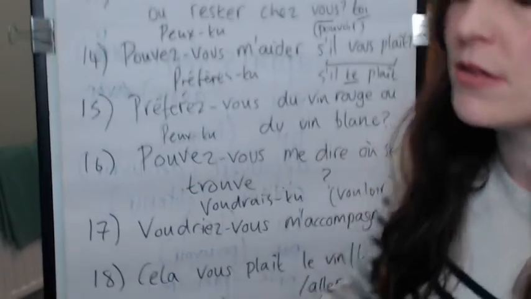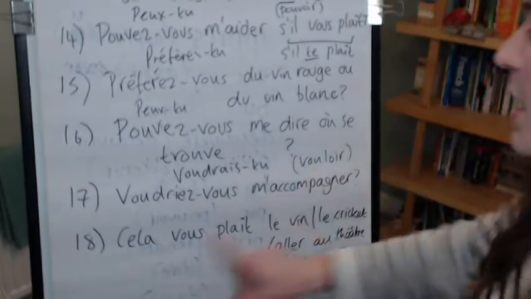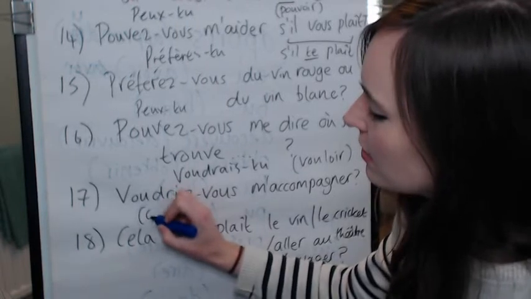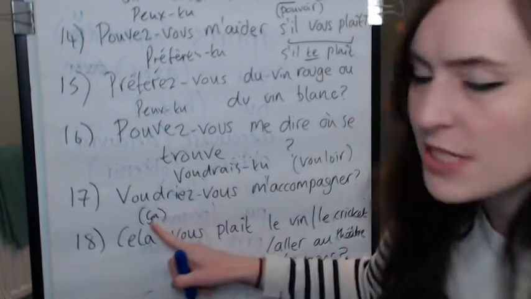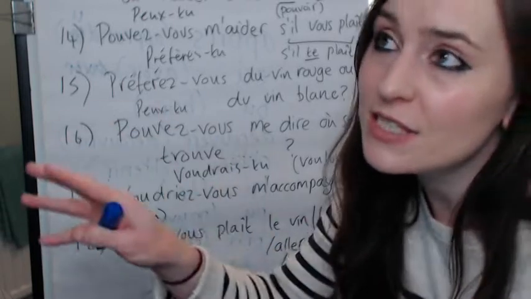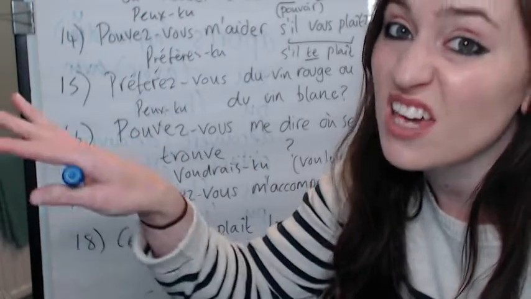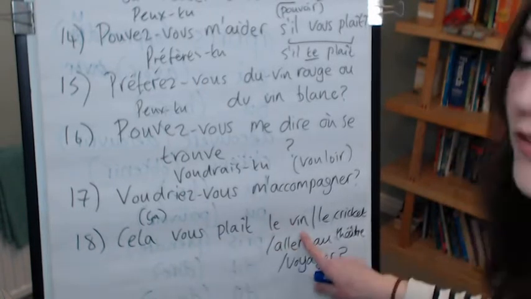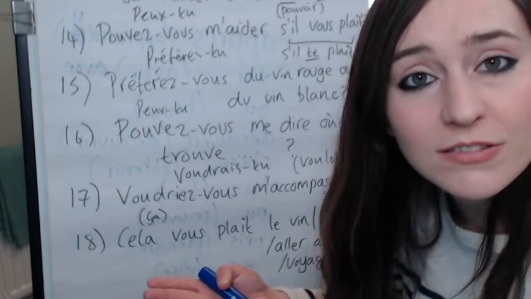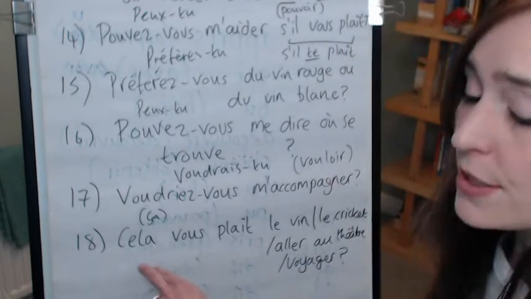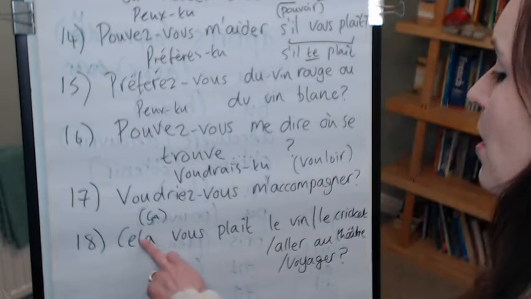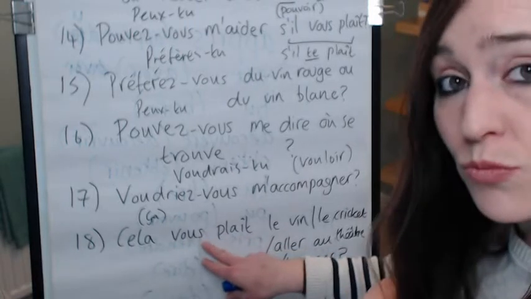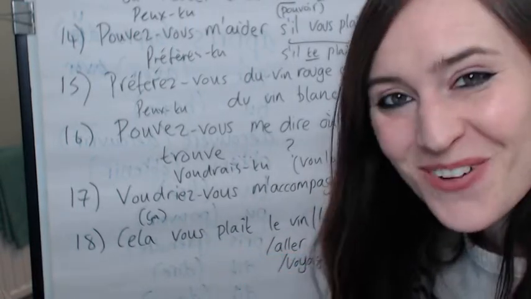Allez, allez, allez. Cela vous plaît. Okay, so cela is like a more formal, longer version of ça. C with a cedilla and an A becomes ça, and that means this, that, or this thing. Okay. Cela vous plaît le vin. What you're saying there is, do you like it? Wine. This wine pleases you? Do you like this wine?